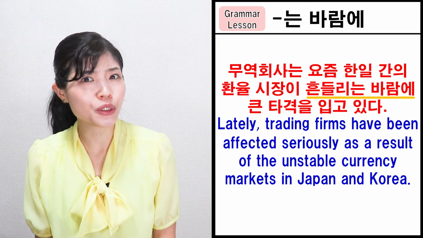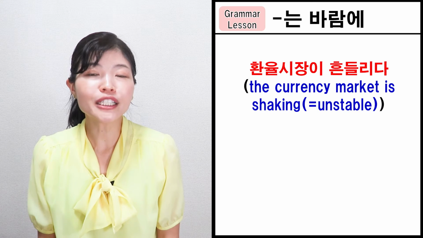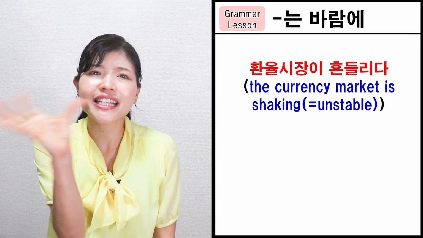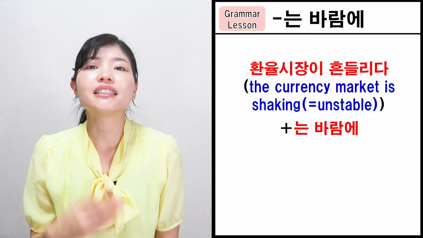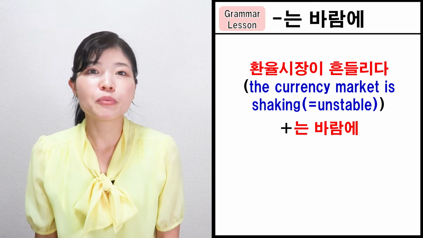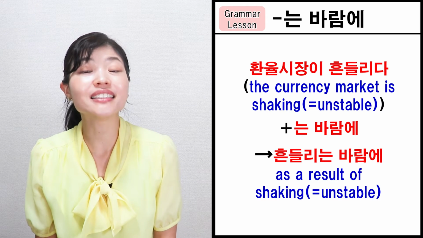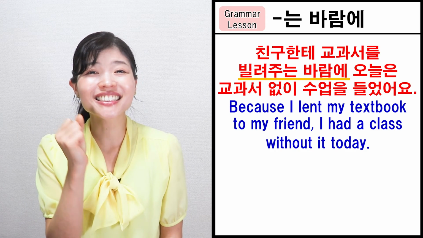It sounds like news, doesn't it? Here, 환율 시장이 흔들리다 means the currency market is shaking, unstable. You add 는 바람에 to the stem to make 흔들리는 바람에 as a result of shaking, unstable. Let's move on to the next sentence.